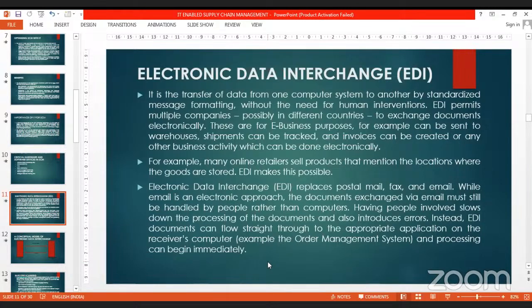Okay. First is EDI, electronic data interchange. It is the transfer of data from one computer system to another by standardized message formatting without the need of human intervention. EDI permits multiple companies, possibly in different countries, to exchange documents electronically. For e-business purposes, for example, orders can be sent to the warehouse, shipments can be tracked, and invoices can be created, or any business activities which can be done electronically.